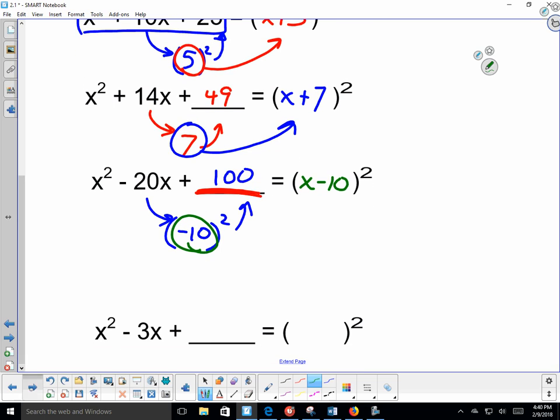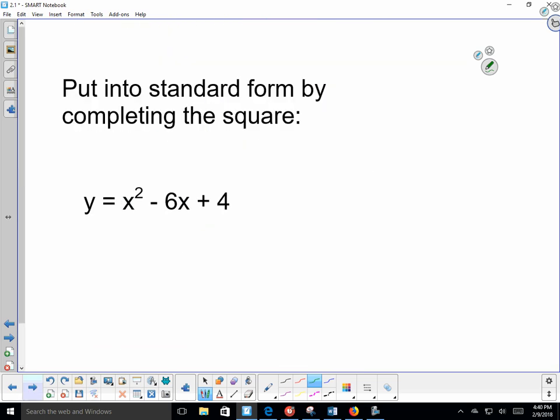All right. Let's go on. So let's practice. We're going to put this equation into standard form by completing the square.